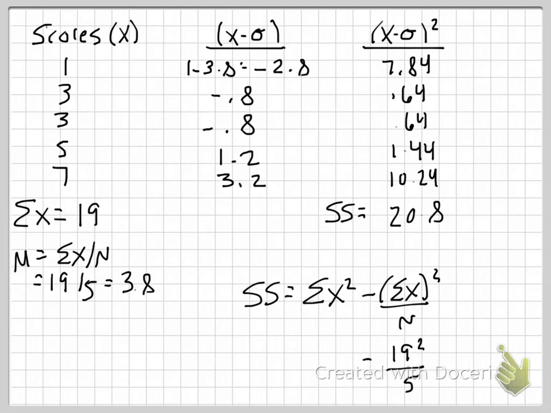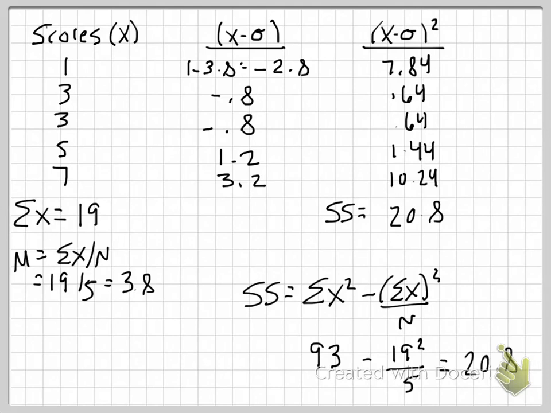Okay. To get the sum of the x's squared, you're going to square each of your x values and add them up. So in this case, that would give us 93. We're taking 1 squared plus 3 squared plus 3 squared plus 5 squared plus 7 squared. And again, that gives us a sum of squares equal to 20.8.